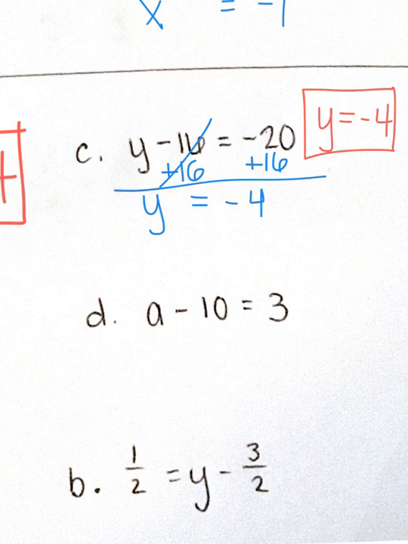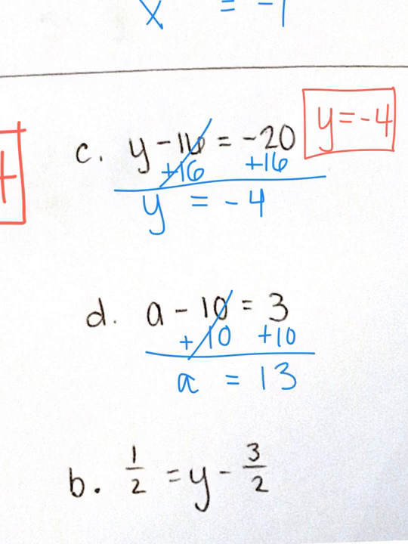Okay, D says a minus 10 equals 3. Same thing. I want a by itself. I want to isolate a, so I can add 10 to both sides. And then I get a, those cancel, and 3 plus 10 is 13. So I'd have a equals 13.